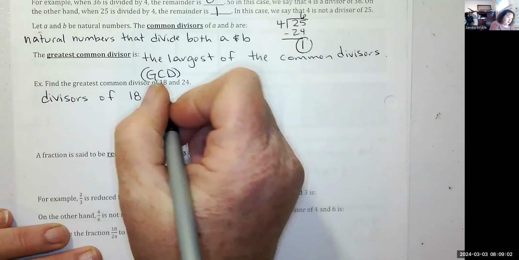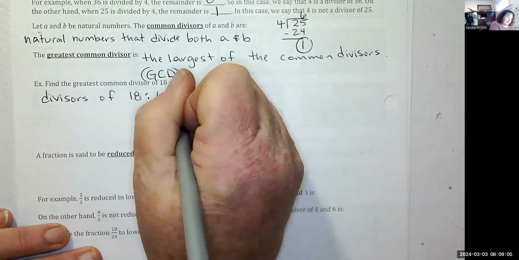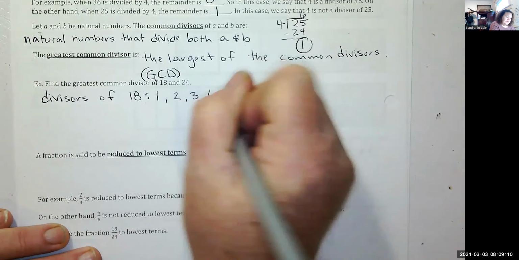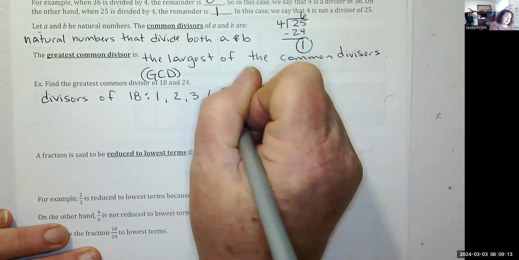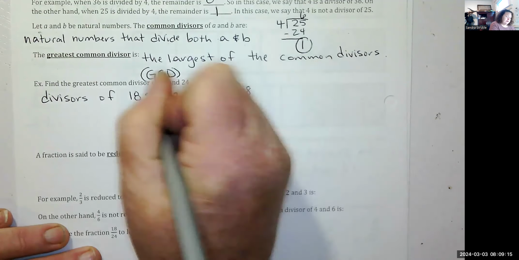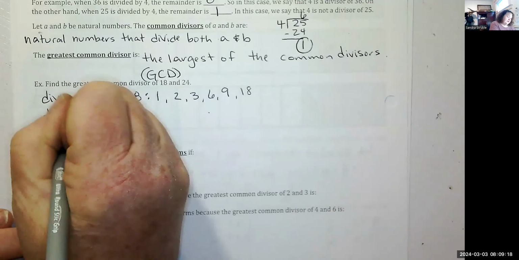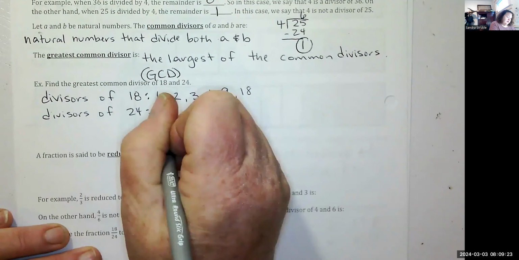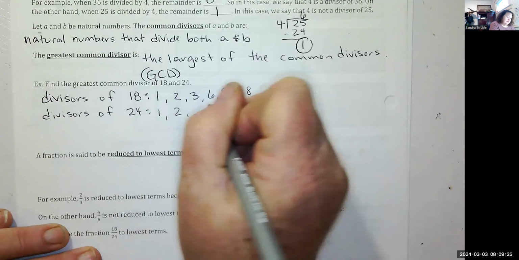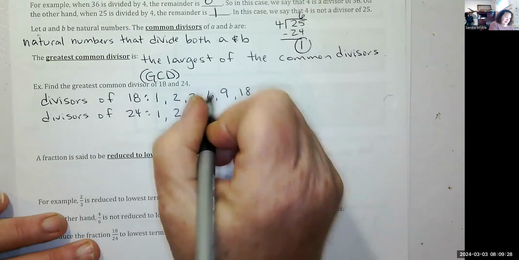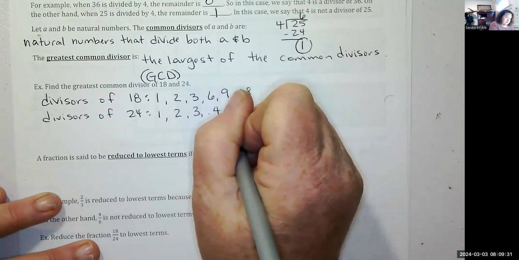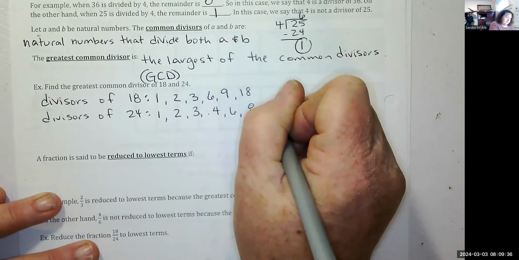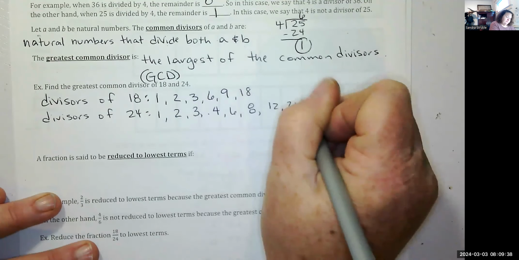Divisors of 18 are, well, always 1. 2 goes into 18. 3, 4 does not, 5, 6, 9. 9 times 2 is 18, and then 18 times 1 is 18. All right, let's look at the divisors of 24. 1 times 24, 2 times 12, 3 times 8, 4 times 6.